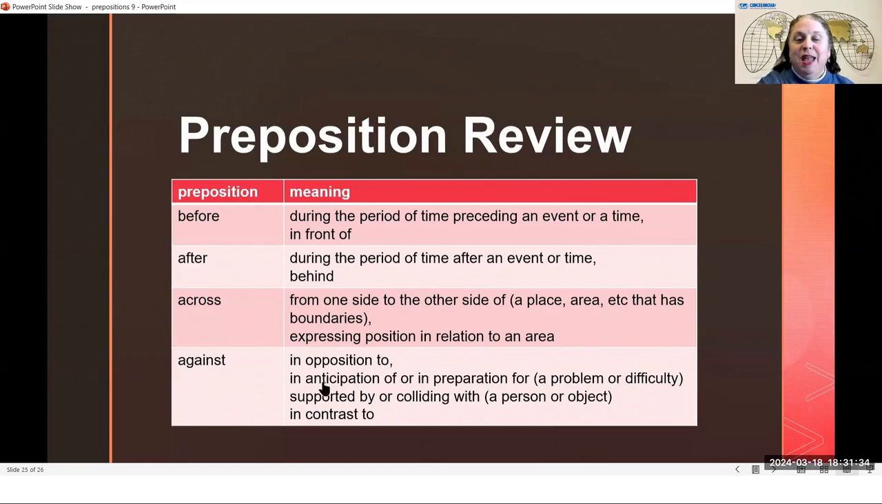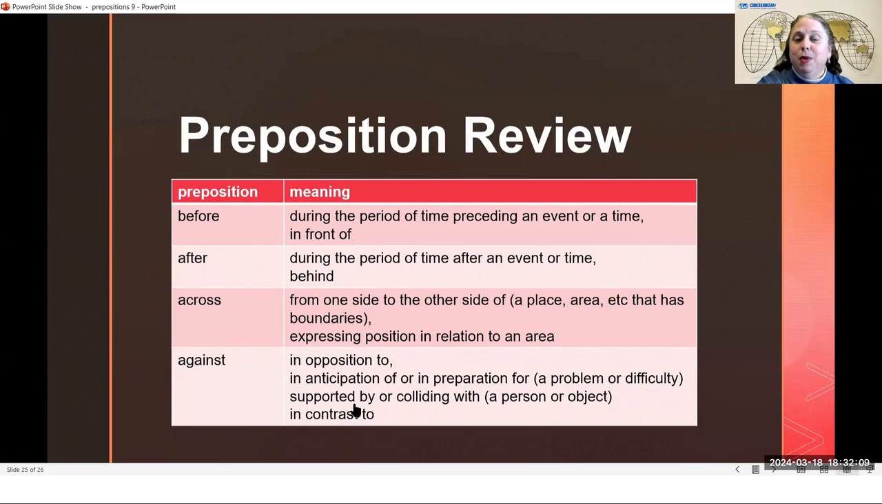The next one: in anticipation of a problem or a difficulty, or in preparation for a problem or a difficulty. And we had the example of taking a vaccination against COVID-19 to prepare for the problem or the difficulty of COVID-19. We are going to have a vaccination to help us so that we will not have COVID-19 if it comes to our city, if it becomes very popular in our city again.